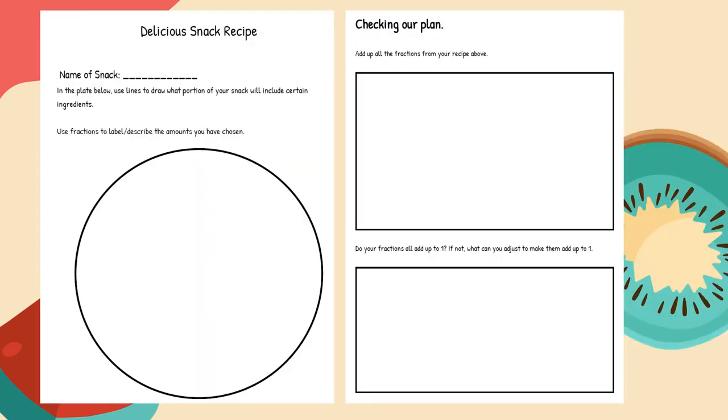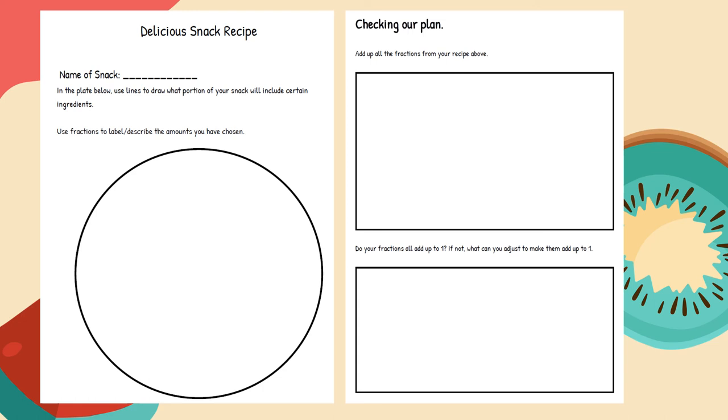So here are the recipe planning templates that I've attached here. Students can use fractions to label and describe the amounts of each ingredient that they've chosen for their snack. And then ideally, all their fractions will add up to the number 1.